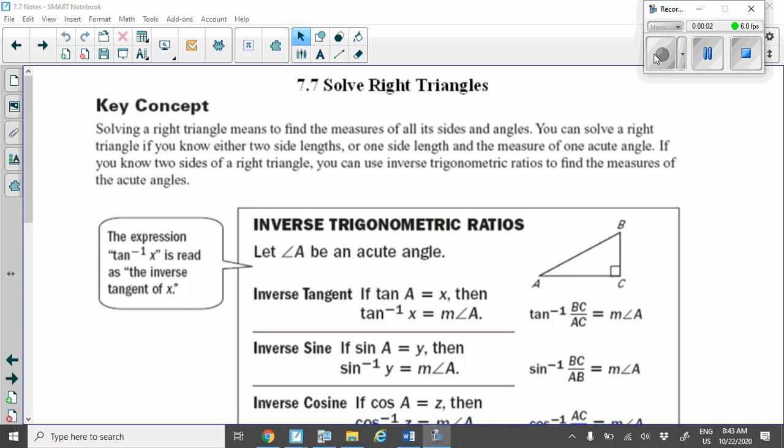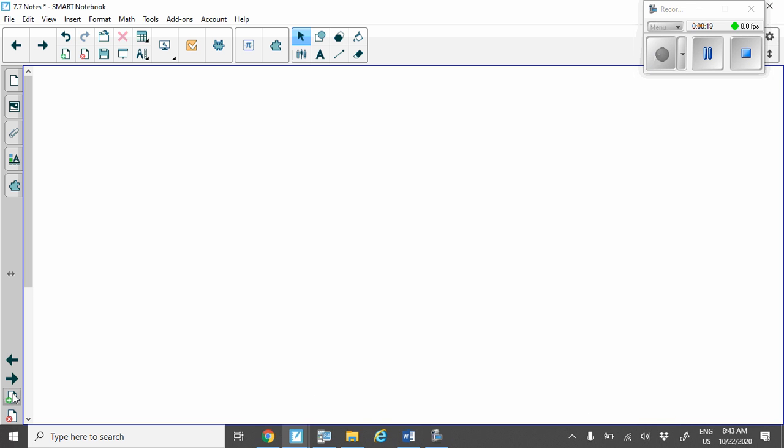Hey guys, so here's the notes for 7.7 day 1. We are going to continue to solve right triangles. Now, what we have been doing so far is solving the sides of a right triangle, and we've used numerous ways to do so. So let's list those out, okay?